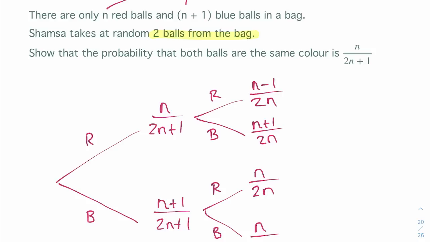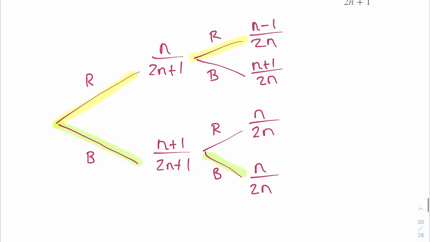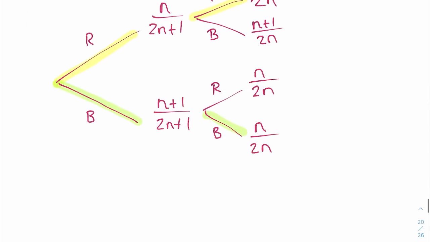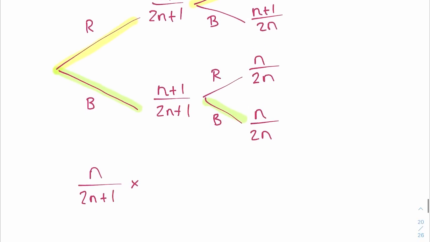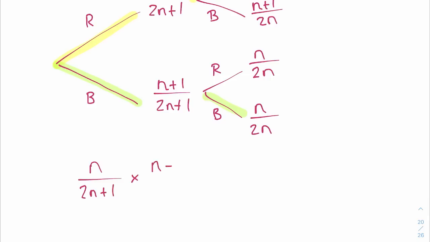It says show that the probability that they're both the same colour. So that could be the probability of having a red then a red. It could be the probability of having a blue and then a blue. So we need to work both of them out. So for red and red, that would be n over 2n plus 1 multiplied by n minus 1 over 2n, and we'll work that out in just a moment.